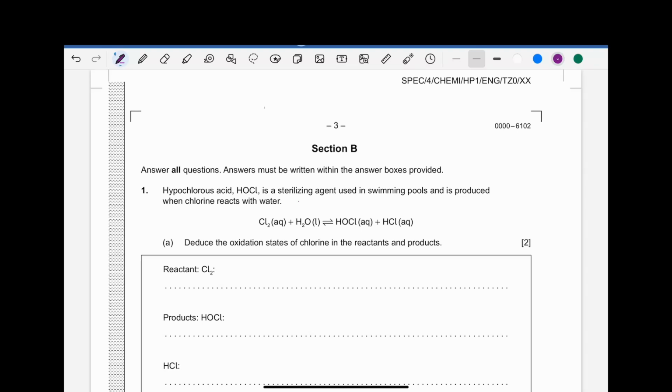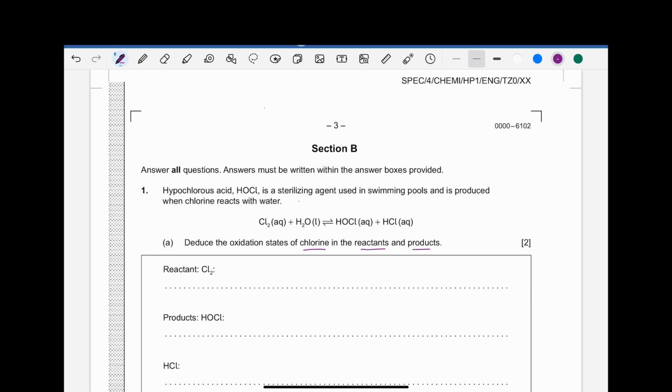IB Chemistry Specimen Paper 1B 2025. Question 1. Hypochlorous acid HOCl is a sterilizing agent used in swimming pools and is produced when chlorine reacts with water. Deduce the oxidation states of chlorine in reactants and products.